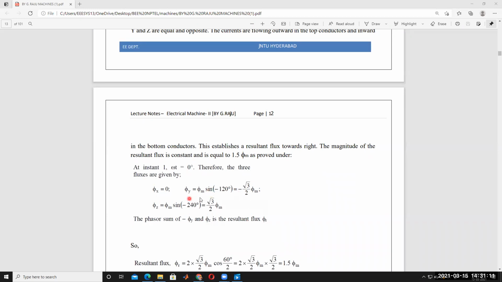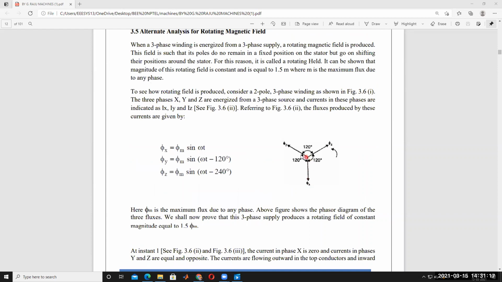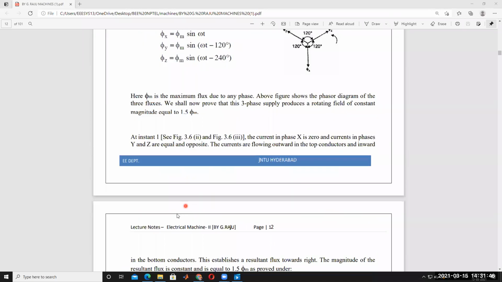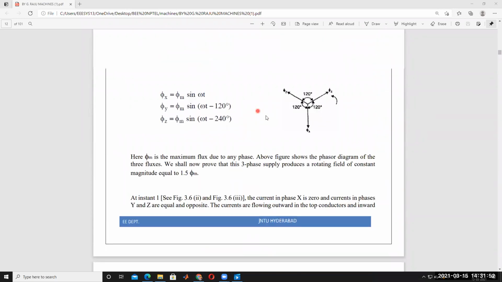How do we get the phasor sum? By using a phasor diagram. So φx = 0, and φy is in this direction. Understood? Here φx = 0, there is no flux in this direction. At the instant ωt = 0, there is no φx phasor. So what is φy here? φy = −√3/2 φm.